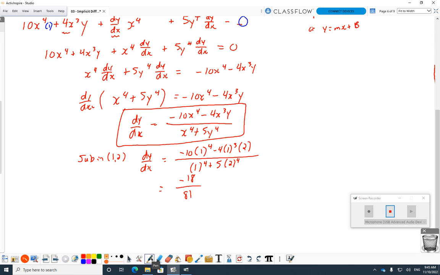I said 81. 2, 4, 8, 16 times 5 is 80 plus 1 is 81. Is it right? Oh, whew, still got it. And this reduces nicely. Negative 2 over 9 is what my brain tells me. And I'm just going to write what that means. That's the tangent. And so then my equation of tangent is y equals negative 2 over 9, x minus 1 plus 2.